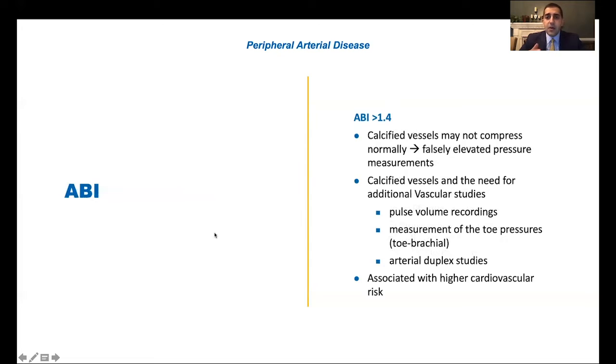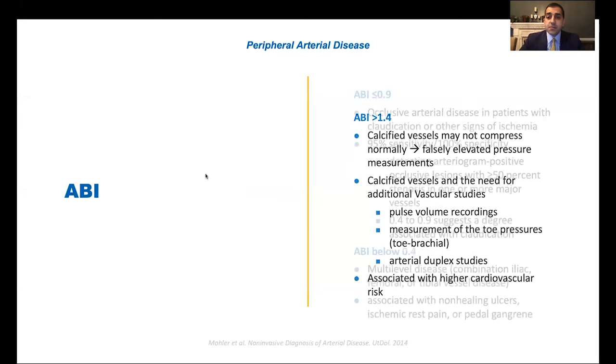The highest tertile is the ABI of 1.4, and this occurs in folks that have very calcified vessels that cannot be compressed, and so they have falsely elevated pressure measurements. These folks, unfortunately, also have higher cardiovascular risk because of this calcification. When this is the case, additional testing with duplex studies or toe brachial indexes is performed, again, based on suspicion.